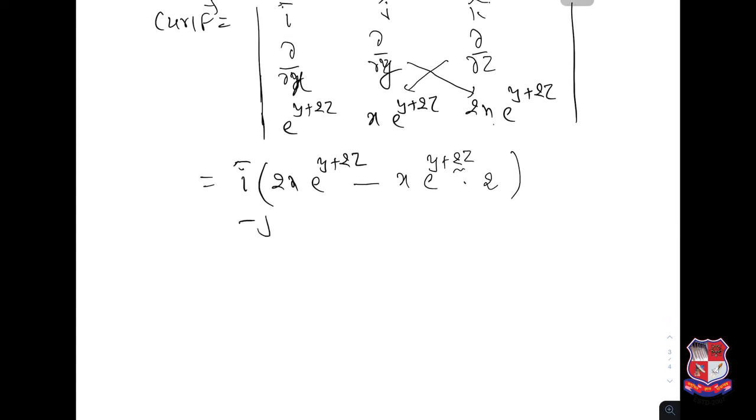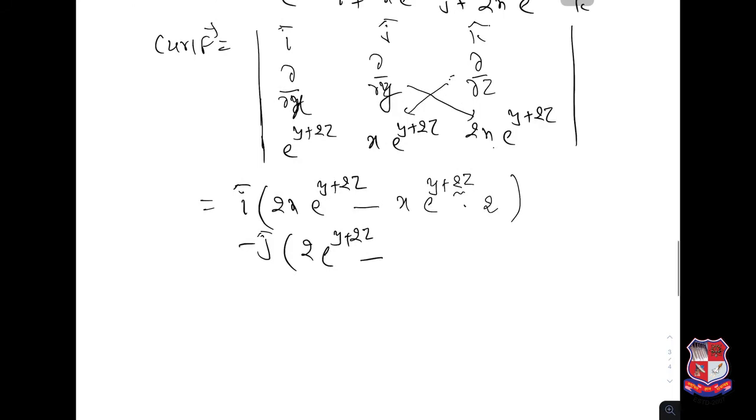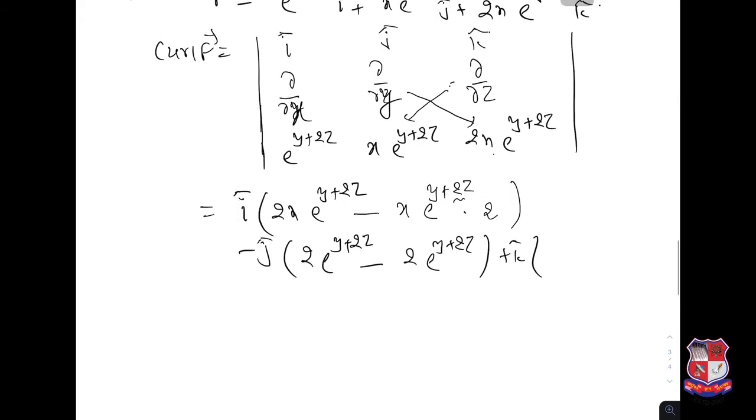Then minus j del by del x of 2x e power y plus 2z. So that is 2 e power y plus 2z, and minus this del by del z of e power y plus 2z is 2 e power y plus 2z. Then plus k del by del y of e power y plus 2z.